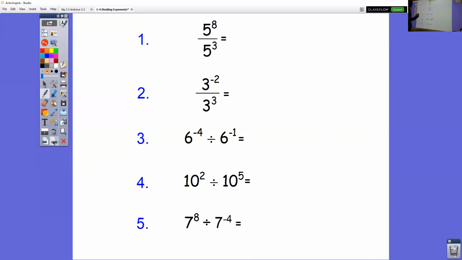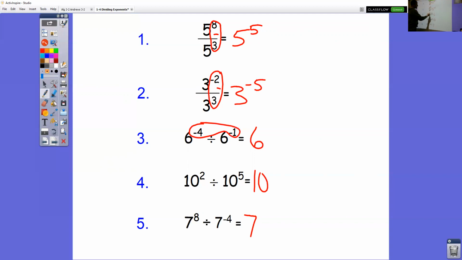So again, we want to keep the base the same. Whenever you have a division problem, you're going to keep the base the same. So the 5 stays the same, the 3 stays the same, the 6 stays the same, the 10 stays the same, the 7 stays the same. We're keeping the base the same, and now we're going to subtract our exponents. 8 minus 3 is 5. Negative 2 minus 3 is negative 5.